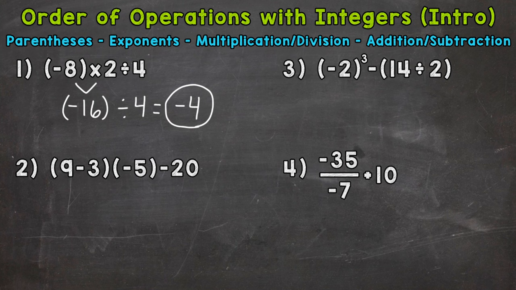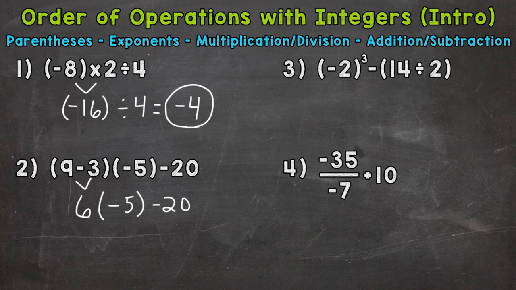Let's go on to number 2, where we have parentheses, 9 minus 3, end parentheses, times negative 5 minus 20. So let's go through our process. Any parentheses where we have something to solve within the parentheses? Yes, 9 minus 3, which equals 6. Bring down everything we did not use, and go from there. So any parentheses where we have something to solve? No. Any exponents? No. Any multiplication or division? Yes. So that 6 next to the parentheses, that means multiplication.